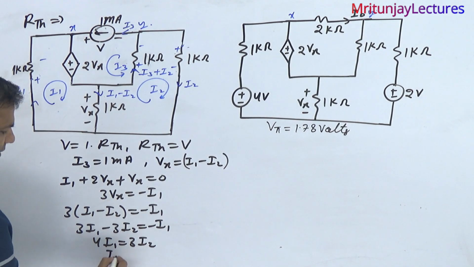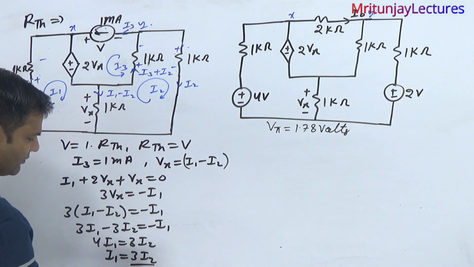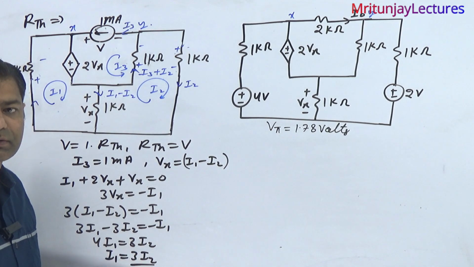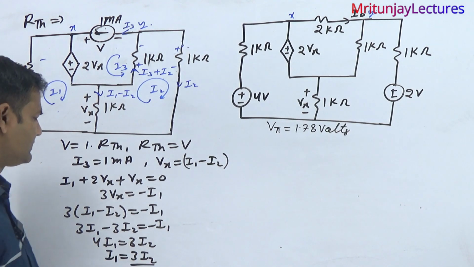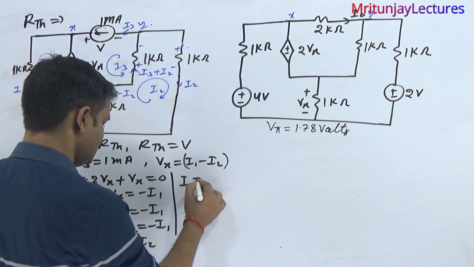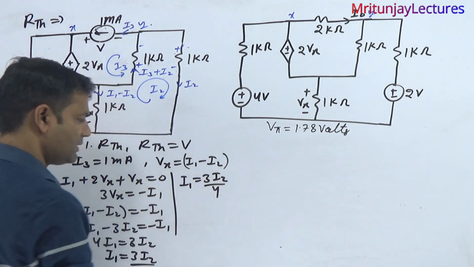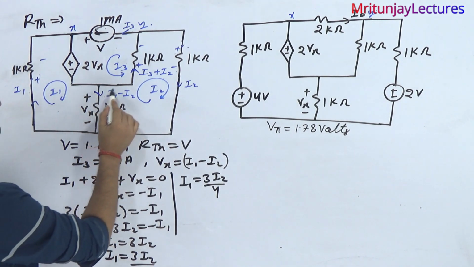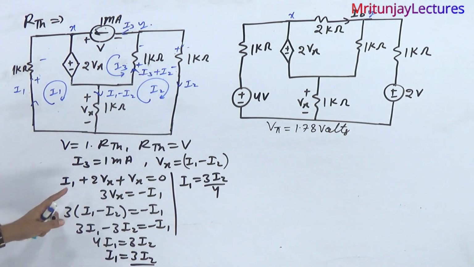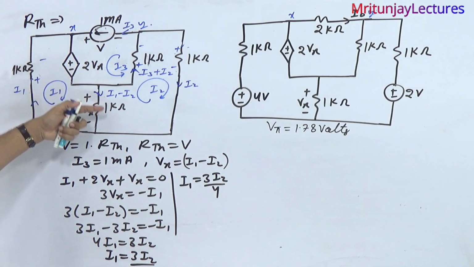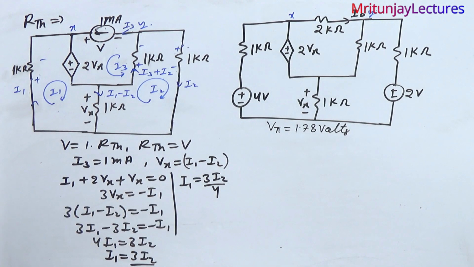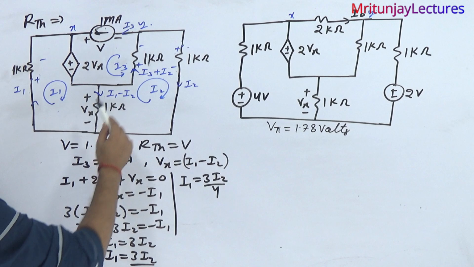So what about I1? I1 is 3I2 divided by 4. Clear or not? Now next target, you can say that I1 is written as 3I2 divided by 4. Clear? Now apply KVL in this loop. Clear? Apply KVL in this loop, then we got I1 equal to 3 times I2 by 4. Now apply KVL in this loop.